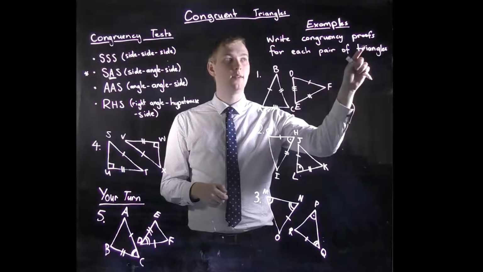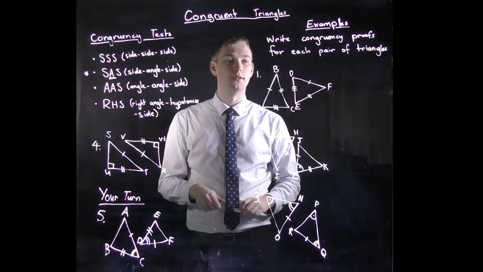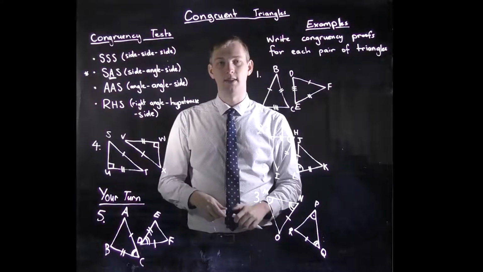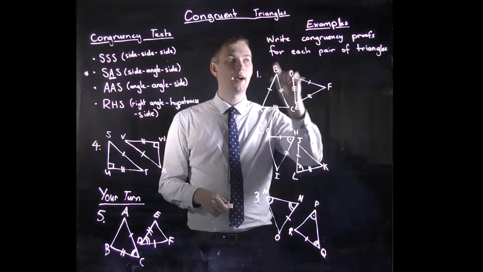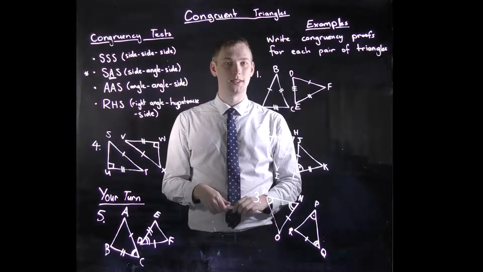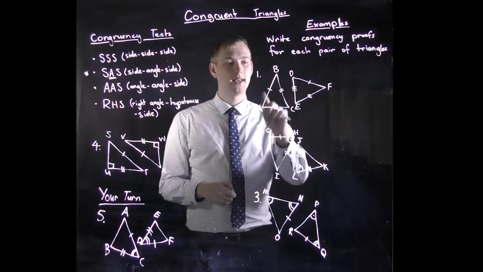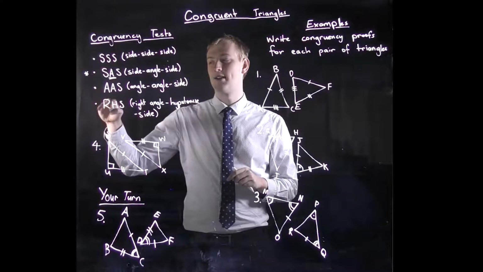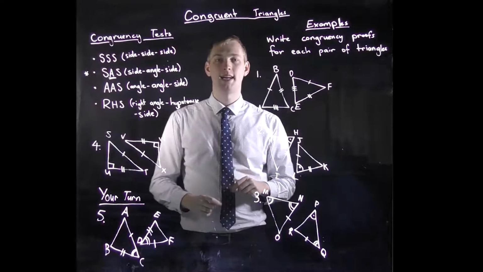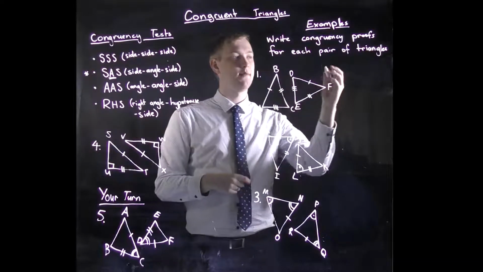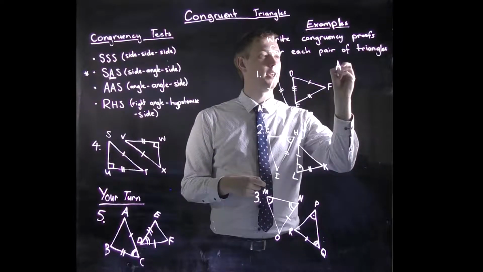Now, for here, we've been asked to write congruency proofs for each pair of triangles. So we've got 1, 2, 3, 4, and then there's a 1 for you to do. When we're asked to write congruency proofs, we can generally assume that the triangles are congruent. Now, for the first one, we've been given just sides and no angles. So we can rule out each of these because they have angle, angle, and then right angle. So it's going to be side, side, side. So we're going to start by writing out our first side. And I'm going to choose AB. So I can write AB.